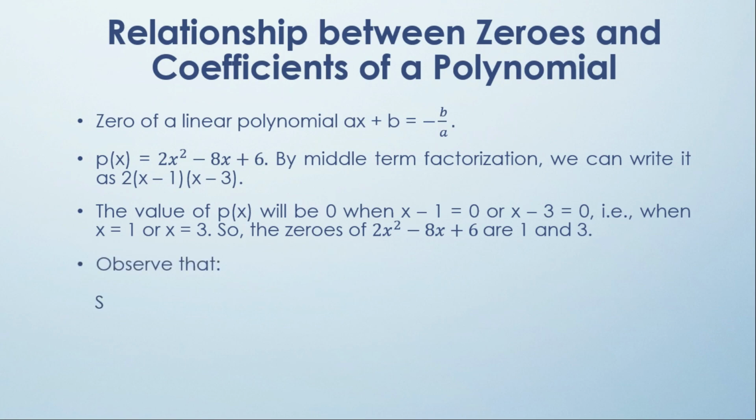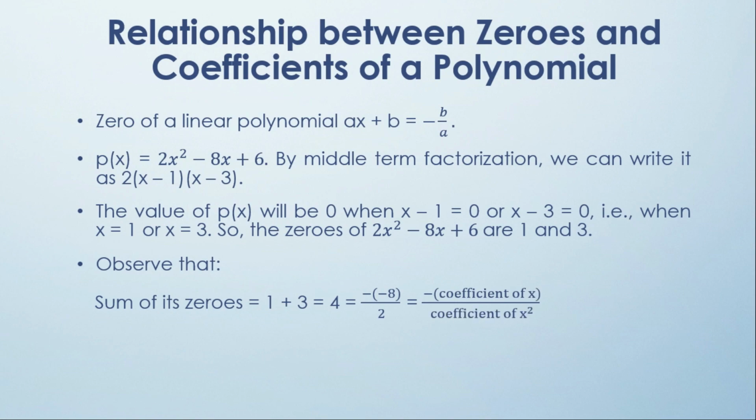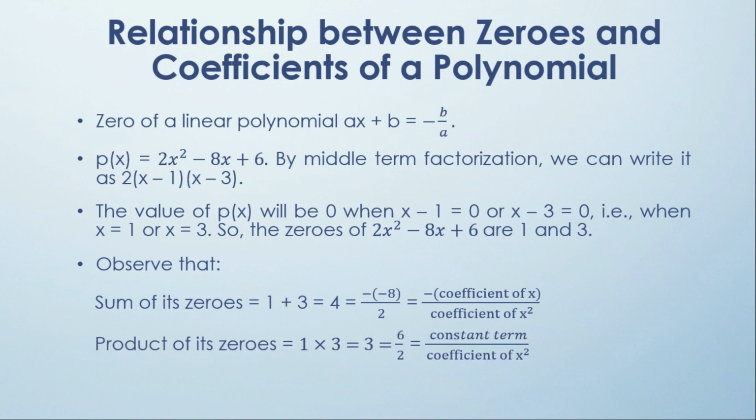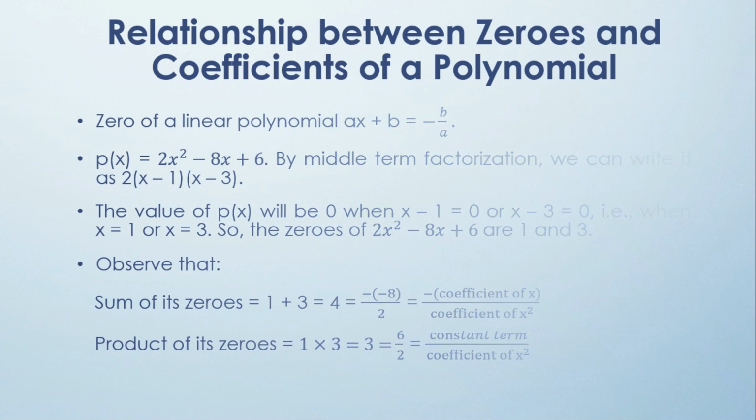Observe that the sum of its zeros is equal to 1 plus 3, which is 4, and 4 can also be written as minus of minus 8 upon 2, which is equal to minus of the coefficient of x upon coefficient of x square. Again, the product of its zeros, that is 1 into 3, is equal to 3, which can also be written as 6 upon 2, which is the constant term upon coefficient of x square. Let us see another example.